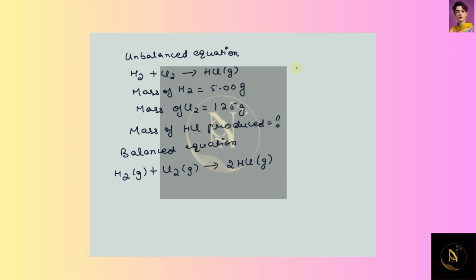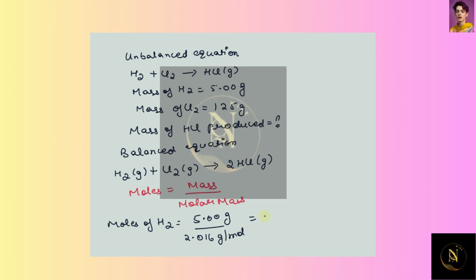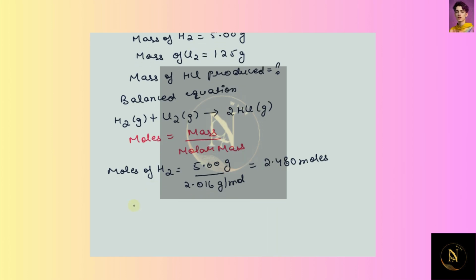Now, in order to find out the amount of HCl produced, firstly we have to find the moles. Moles can be calculated using the formula mass upon molar mass. So firstly, the moles of hydrogen gas H2 is equal to its given mass, 5.00 gram, divided by its molar mass, 2.016 gram per mole. So its moles come to be 2.480 moles.